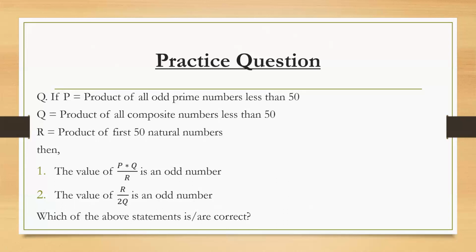Now, based on it, two statements have been given. One: the value of P into Q by R is an odd number. Two: the value of R by 2Q is an odd number. Take your time, think it through, and then tell me which statement you think is correct here. The options are one only, two only, both one and two, and neither one nor two. Try solving this one.